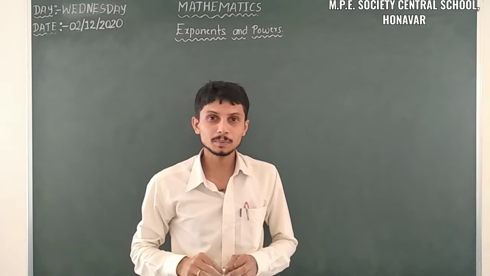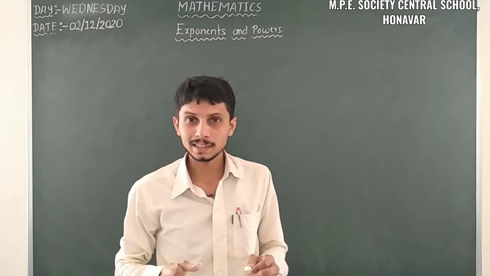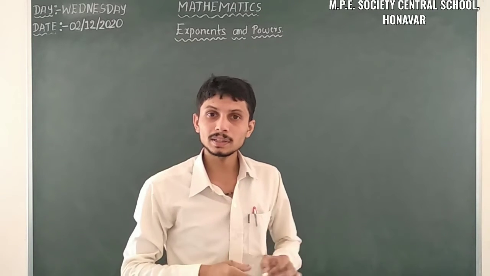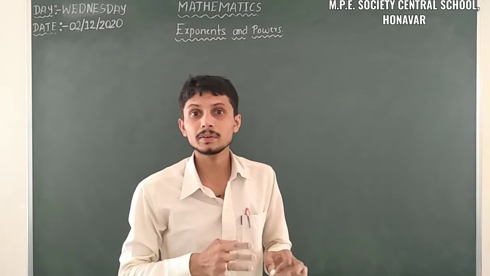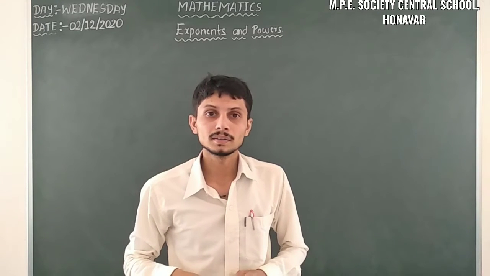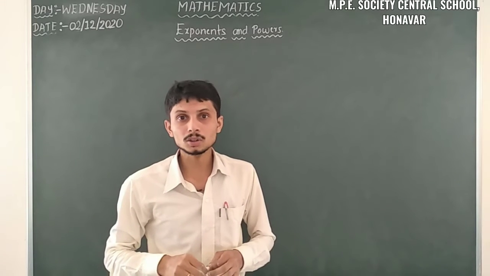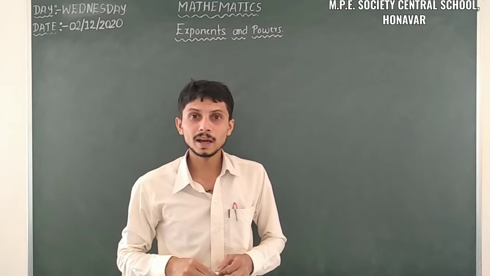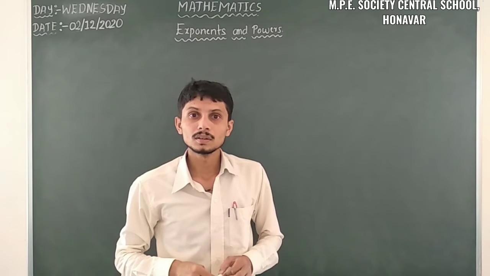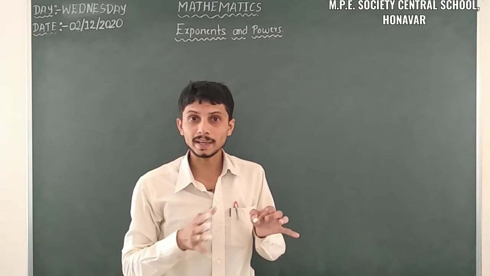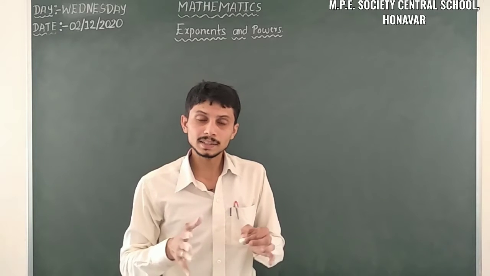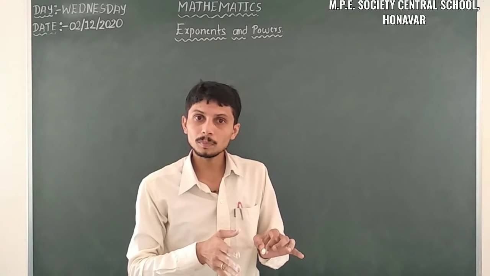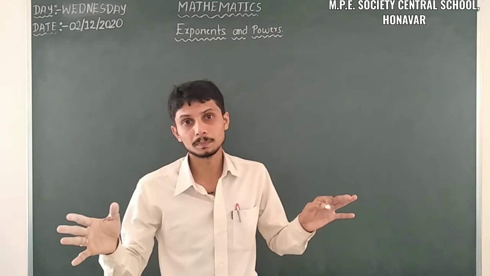So last class we discussed a topic from 8th standard, that is exponents and powers. In exponents and powers we already discussed what is meant by exponents, and we introduced negative exponents, and then we discussed the laws of exponents. So today we have to discuss how to use exponents to express very large numbers and very small numbers.